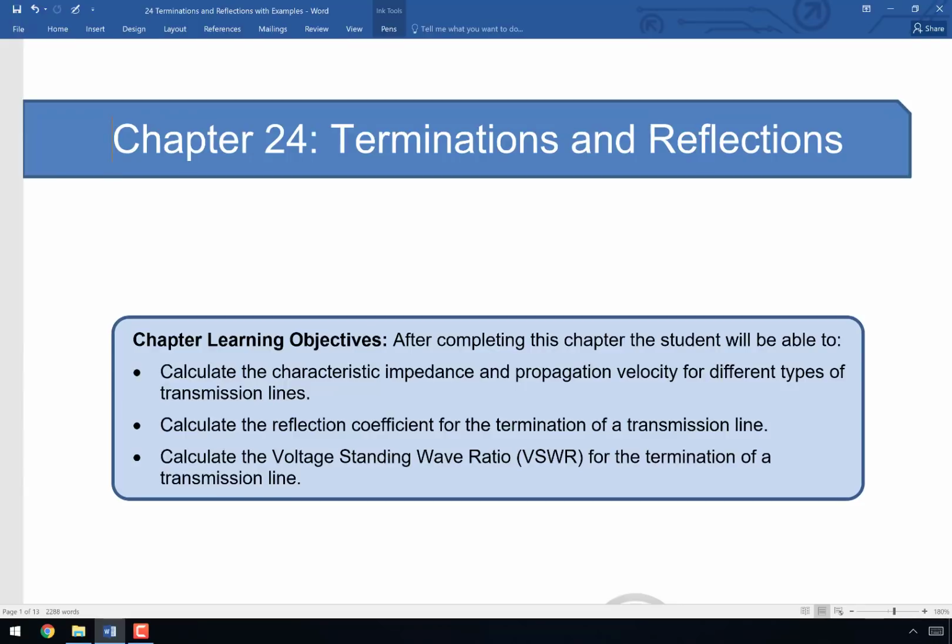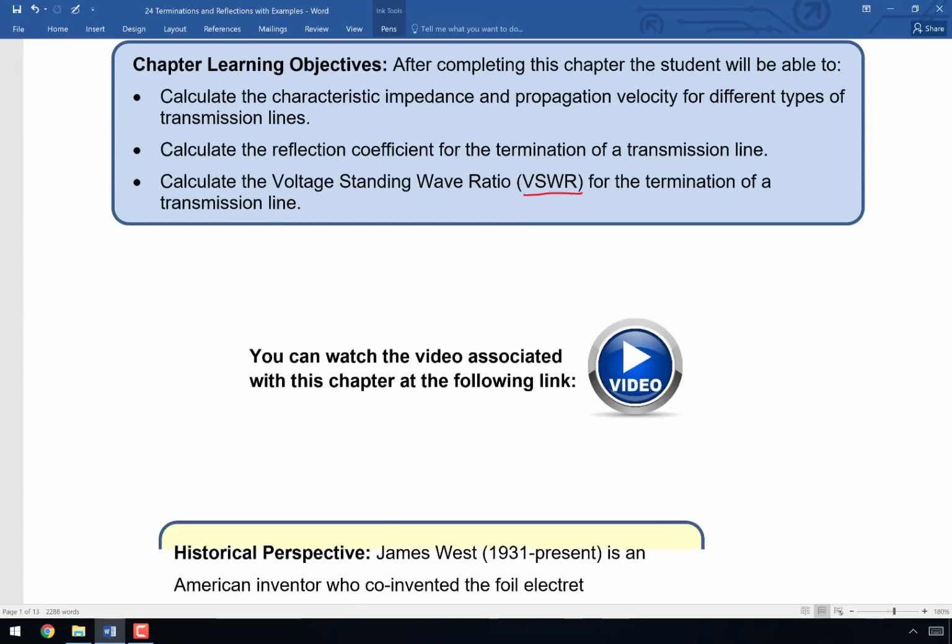We're also going to talk about what happens at the end of the line. So in other words, will there be reflections? And if so, how strong will those reflections be? And what will be the impact of those reflections? And we're going to find that there is a new quantity called the voltage standing wave ratio, which is going to be a measure of how good the line is, or rather how good the match is between the line and the load that's attached to it.